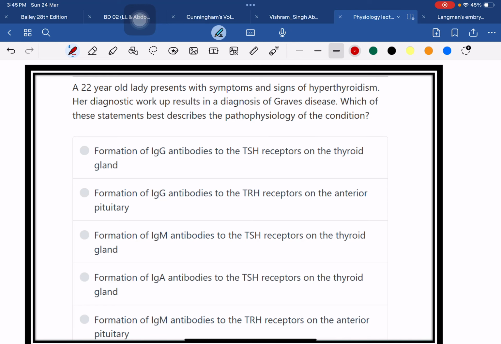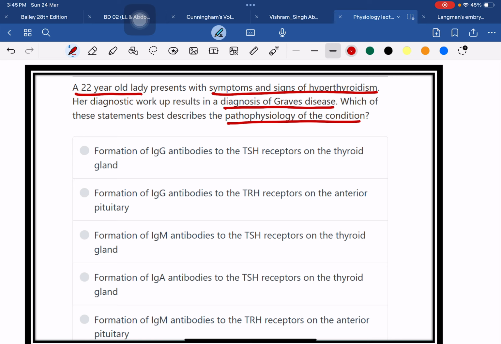A 22-year-old lady presented with symptoms and signs of hyperthyroidism, and her diagnostic workup resulted in a diagnosis of Graves' disease. Which of these statements best describes the pathophysiology of this condition? So Graves' disease is a form of hyperthyroidism.